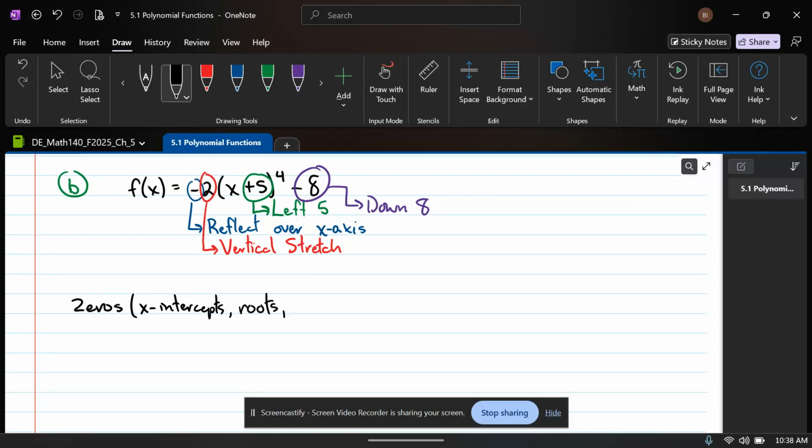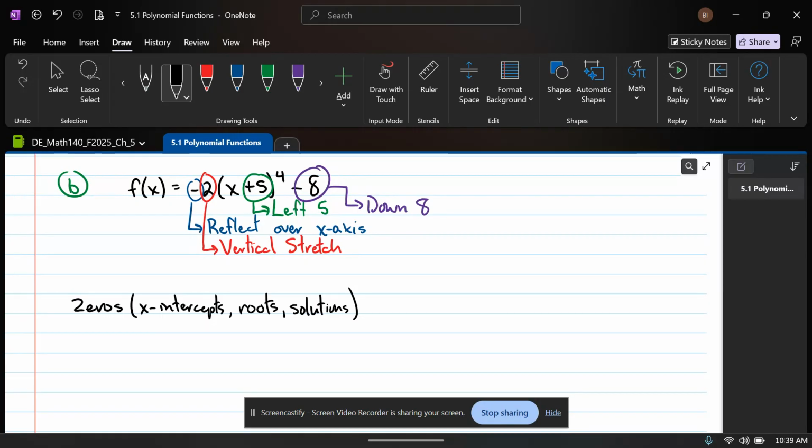Roots. Solutions. All of those words mean the same thing. Khan Academy tends to use different words than our textbook uses, but anywhere you go, if you say zeros, you could also say x-intercepts if it's a real number. You could say roots, whether it's real or complex. You could say solutions, whether it's real or complex.